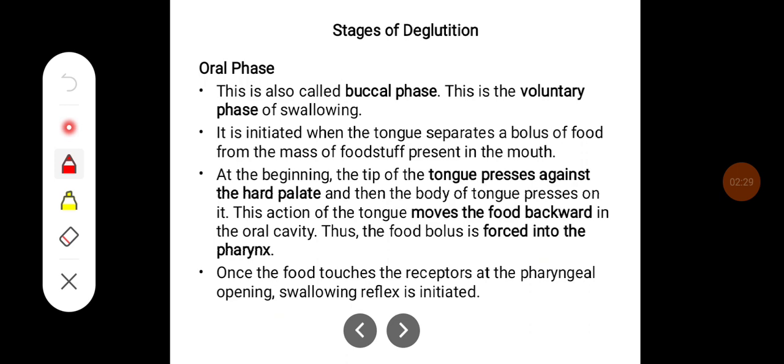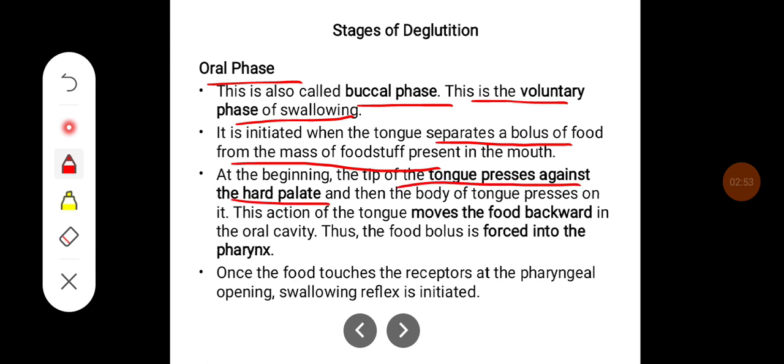The stages are the oral phase, pharyngeal phase, and the esophageal phase. Oral phase is also called the buccal phase. It is the voluntary phase of swallowing. It is initiated when the tongue separates a bolus of food from the mass of foodstuff present in the mouth. At the beginning, the tip of the tongue presses against the hard palate and then the body of the tongue presses on it. This action of the tongue moves the food backward in the oral cavity. Thus, the food bolus is forced into the pharynx.